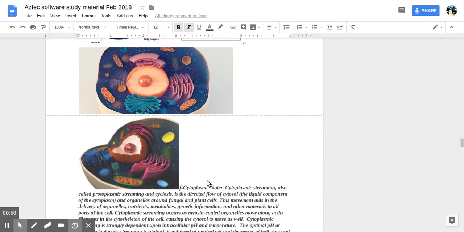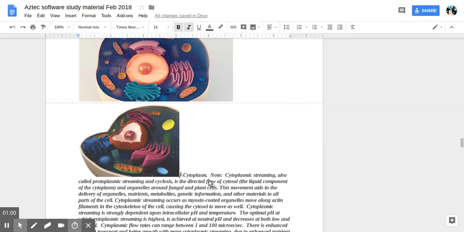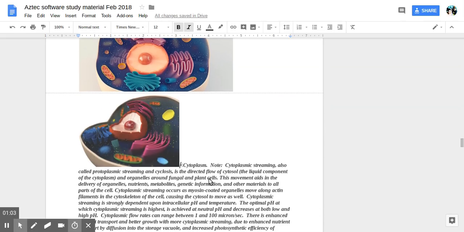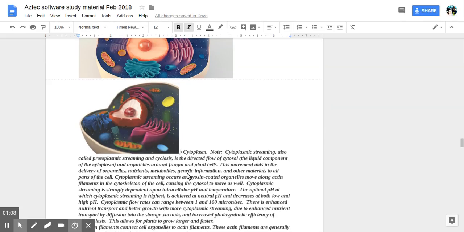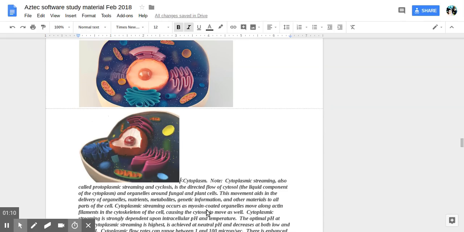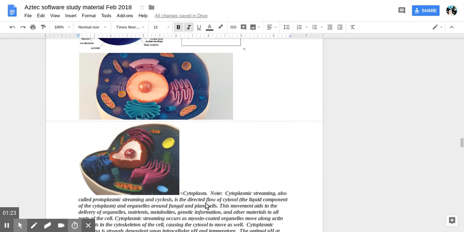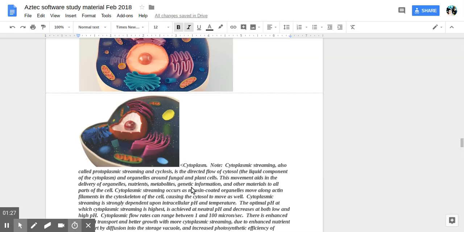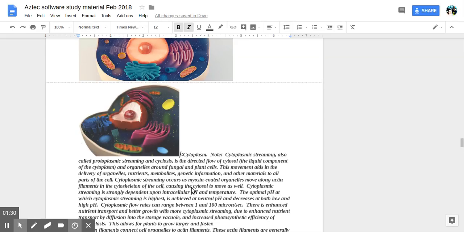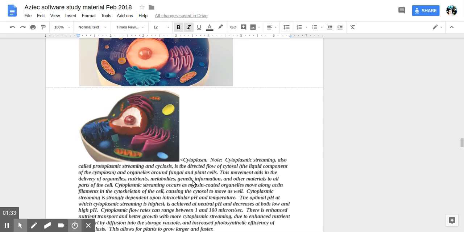So again, the cytoplasm has a thing called cytoplasmic streaming. This occurs when myosin, which is a protein, aids in the movement. The organelles, which are coated with this protein myosin, move along actin filaments in the cytoskeleton, causing the cytosol to move. This streaming is dependent upon intracellular pH and temperature.